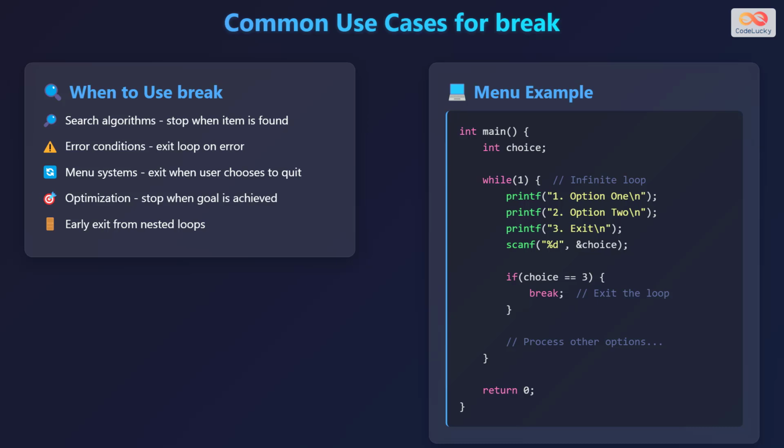Here is an example of a menu-driven program. It uses a while loop that continues indefinitely until the user chooses to exit. Inside the loop, the program displays a menu with options 1, 2, and 3, where 3 is to exit. If the user enters 3, the break statement is executed, which terminates the loop and ends the program.